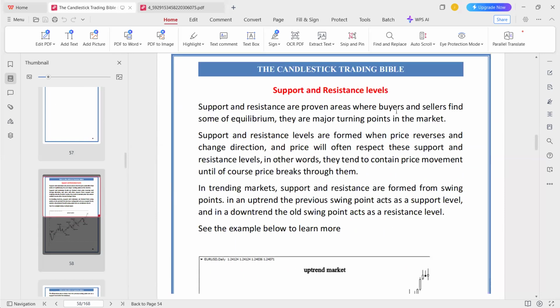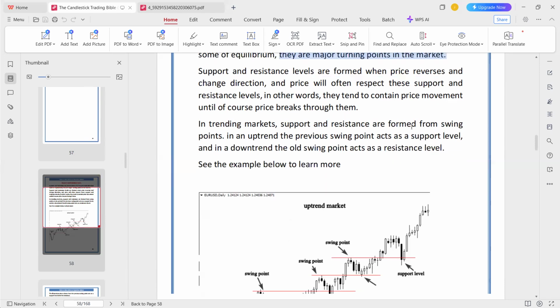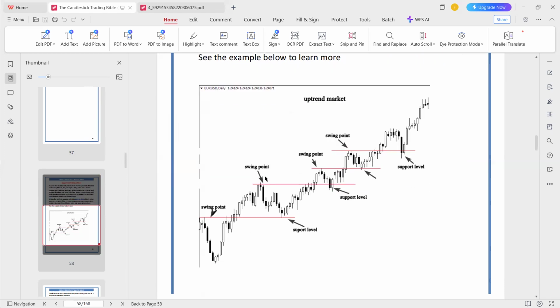Support and resistance are proven areas where buyers and sellers find some equilibrium. They are major turning points in the market. Support and resistance levels are formed when price reverses and changes direction, and the price will often respect the support and resistance levels. In other words, they tend to contain the price movement until, of course, the price breaks through them. In trending markets, support and resistance are formed from swing points. In an uptrend, the previous swing point acts as a support level, and in a downtrend, the swing point acts as a resistance level. See the example below to learn.